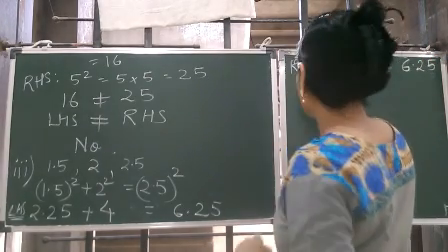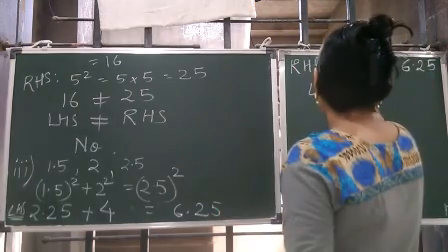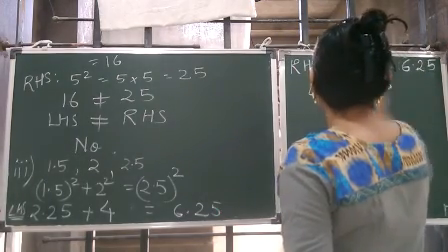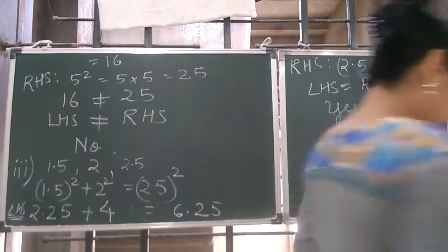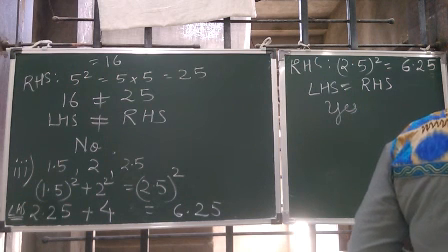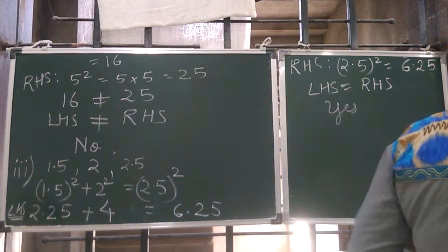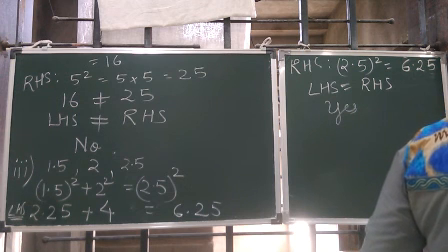So here LHS is equal to RHS. You can see this is also 6.25, this is also 6.25. So LHS is equal to RHS. So answer is yes, they can be the sides. So this completes question number 4. In the case of right angled triangles, identify the right angles also.